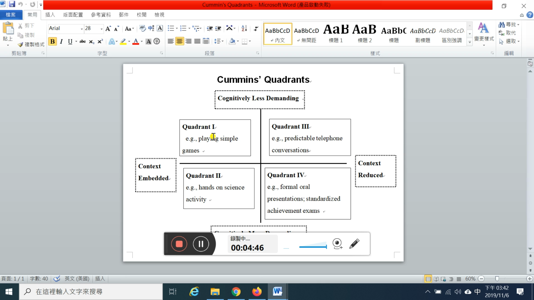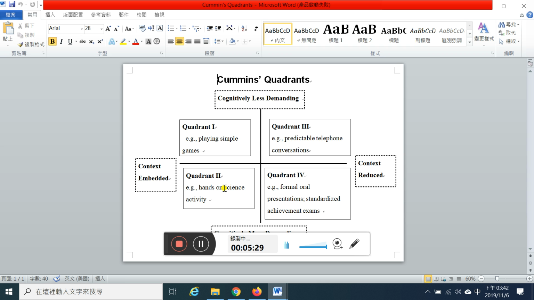For example, playground English. If we put a kid in an English-only environment, probably after one week, he or she can do excellently in interacting with native speakers on the playground, because the English is very easy to attain. For example, it's my turn, whose turn, I go first, your turn, oh, you fell, oh, you were hurt, something like that. So that is Quadrant 1, playing simple games, or playground English.